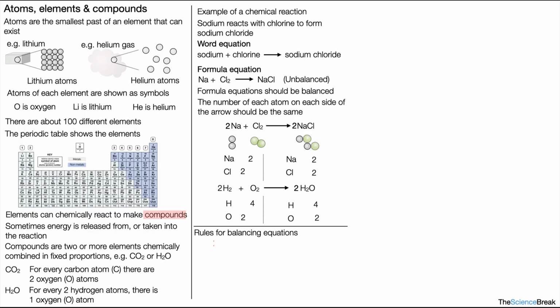Rules for balancing equations. What we are not allowed to do is add or change the small numbers, so we can't do something like this, move the small 2 to another place. That's not allowed. And we can't add large numbers between the elements. For example, we can't squeeze in a big number 2 in between sodium and chlorine.